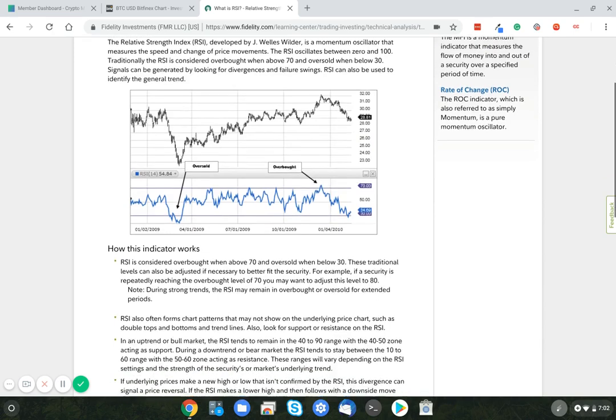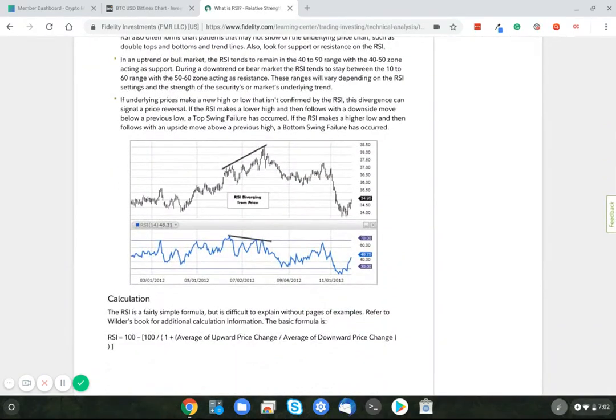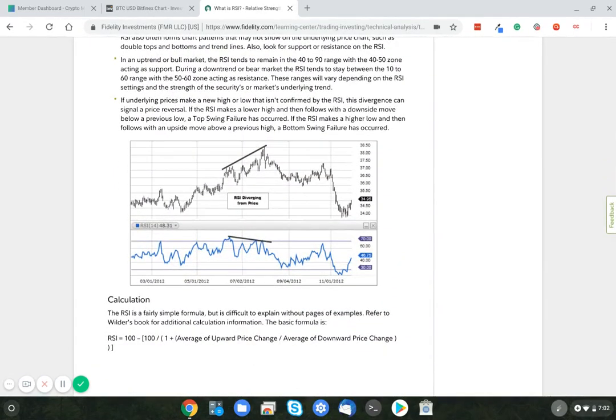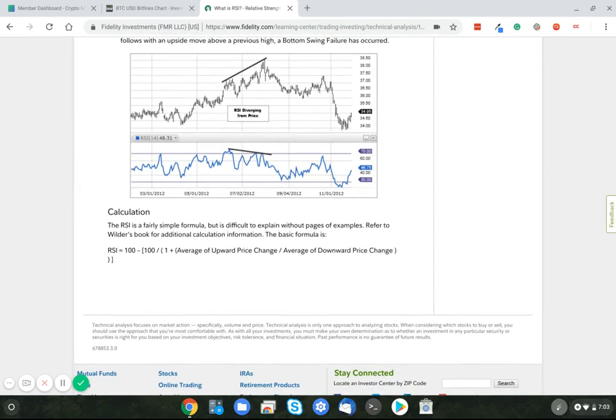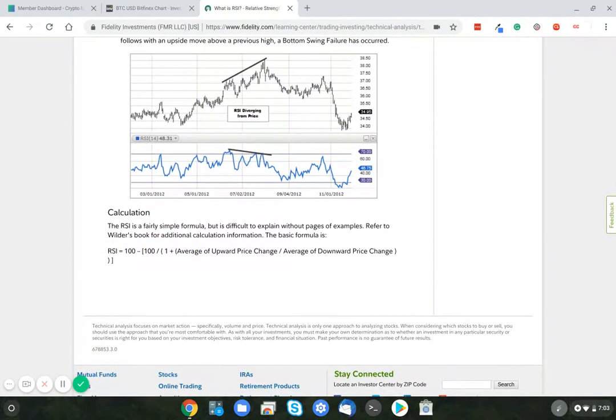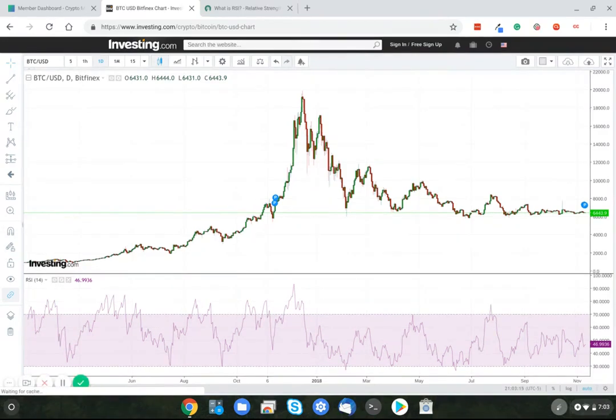We'll provide a link out to this article, but you're going to see a few more ways you can use this, where price may be moving this way and the RSI may be moving that way, which is called divergence, or maybe the opposite. And you also see some information on the calculation. But regardless of all that, it's good to see how this actually plays out for Bitcoin and other cryptocurrency. So let me flip over to a chart here.